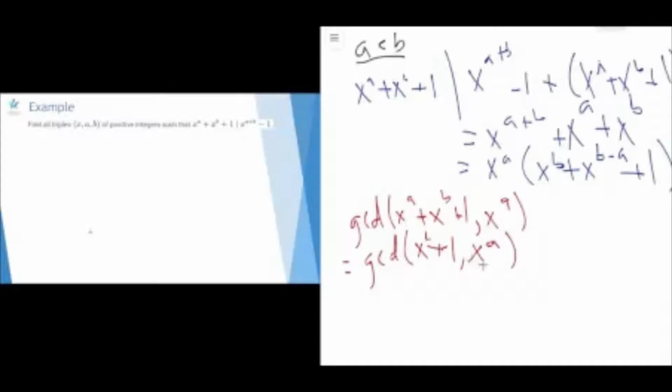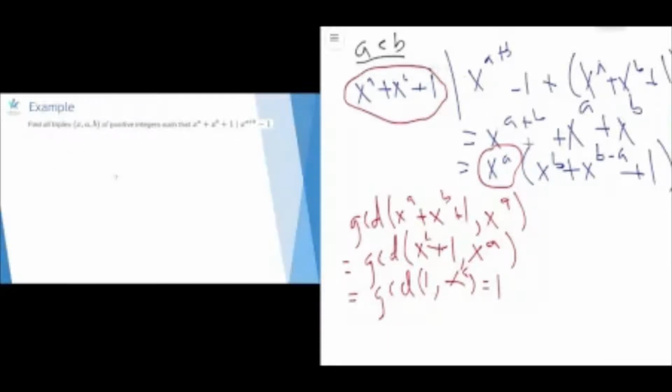But anyways, now, as we said, x to the a divides x to the b. So again, we can subtract out these copies of x to the a from x to the b until it's 0 because x to the a divides x to the b. So then we end up with the GCD of 1 and x to the a, and that is just equal to 1. So what I've just said here is that this thing is relatively prime to the left-hand side.